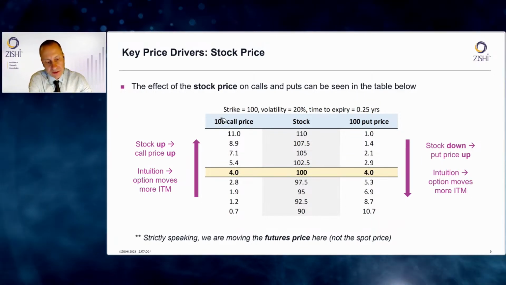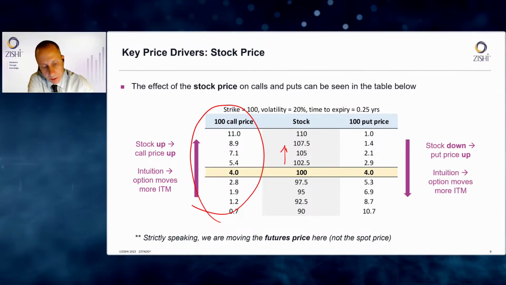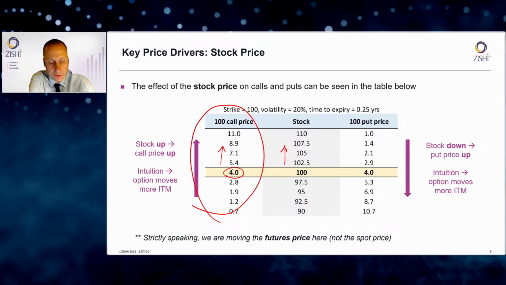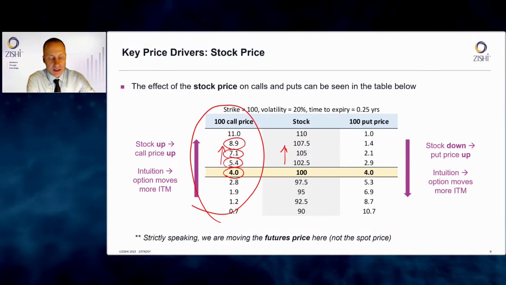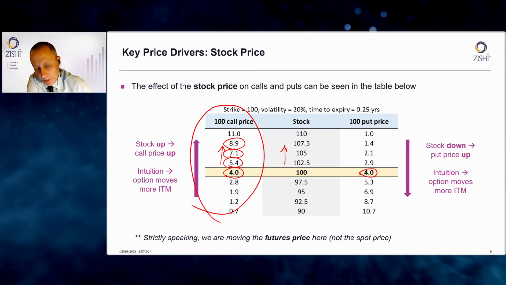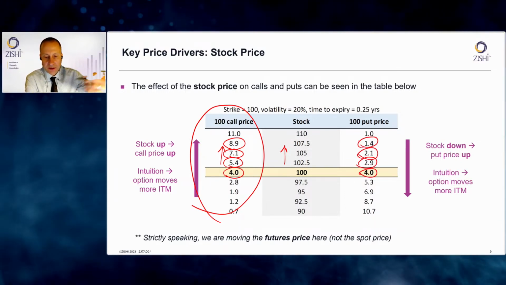If we look at the prices of the calls, you can see that as the stock goes up, the price of the calls goes up. So a call that starts with a premium of 4 generates a higher and higher premium as the stock moves up. And if you look across to where the puts are, you can see that we get the downward movement in the price of the puts.